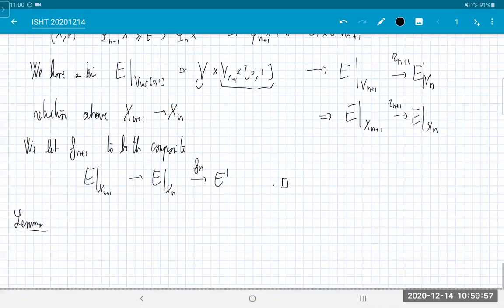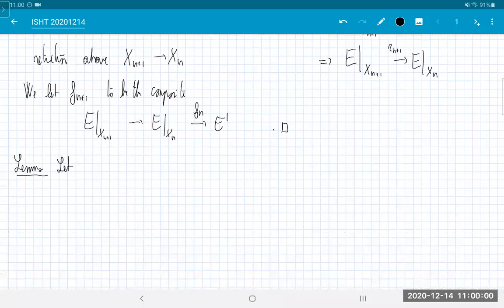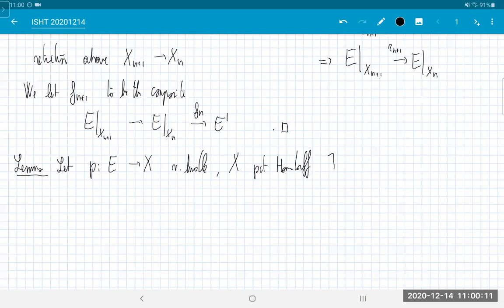The following lemma is: suppose that p from E to X is a vector bundle and X is, as usual, paracompact Hausdorff. Then there exists a map from E to C infinity, C-linear and injective on each fiber.